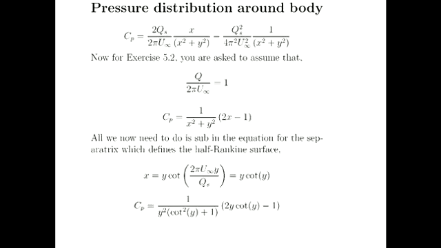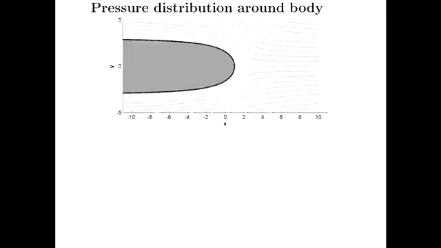But this is the equation now for the pressure distribution around that half-Rankine body. So just to put all of that together, we've got this half-Rankine body, and we have an equation for the form of that curve, which was given to us by x equals y cotan y for that particular relationship between q and U infinity.